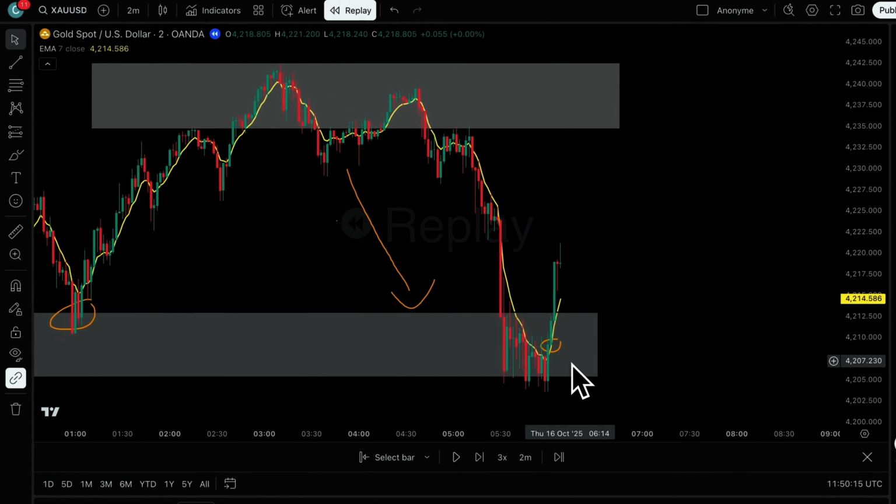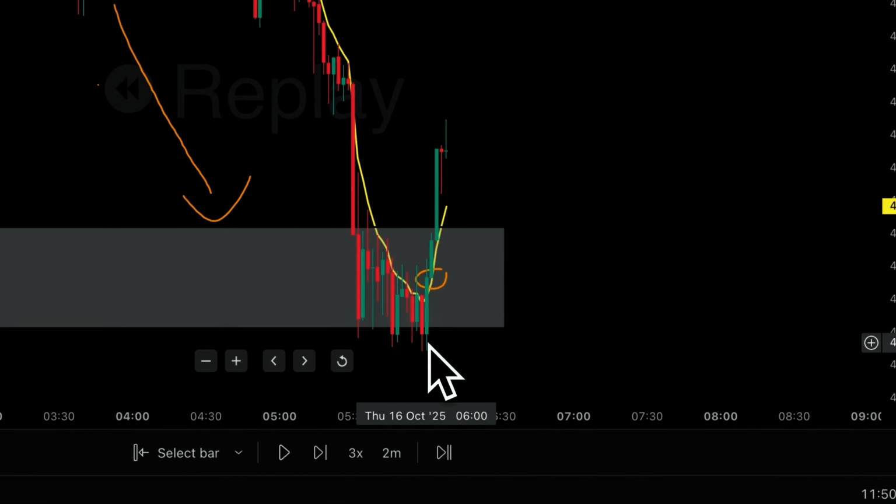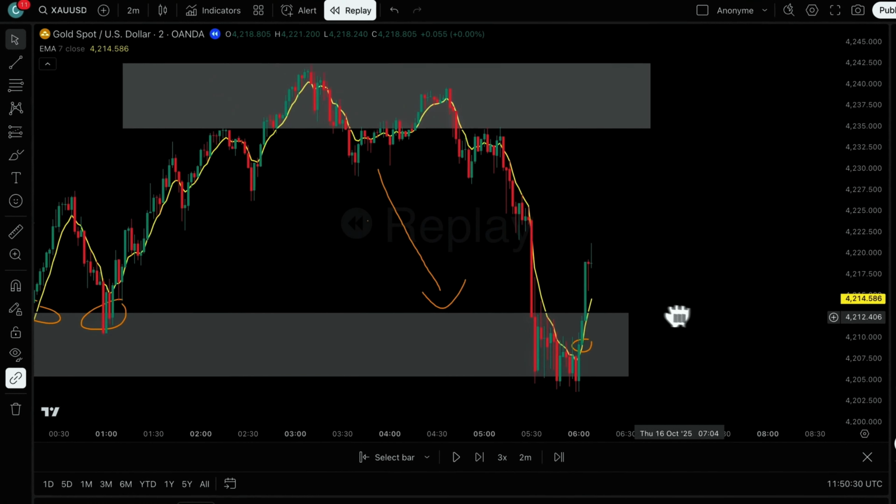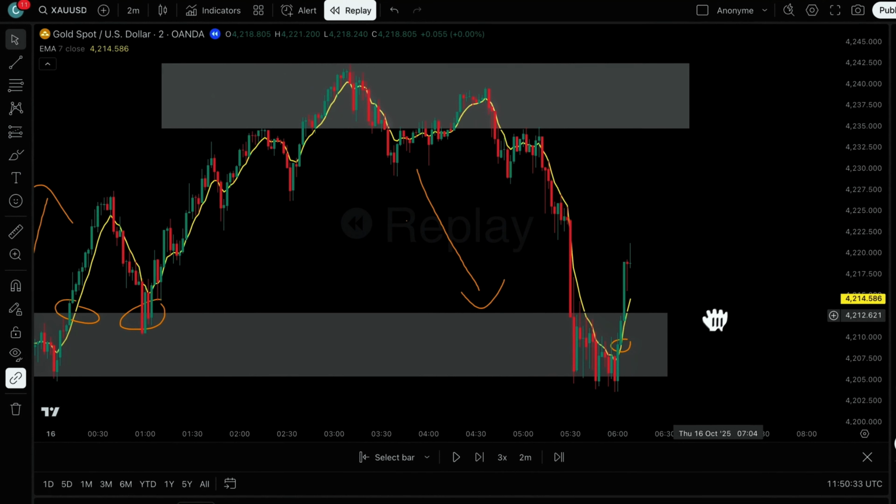The breakout needs to happen with a very clear signal. For example, an engulfing candle like this one. You can see that the 2-minute candle completely engulfs the previous candles. So this is a great buy signal on the support. It shows that buyers are determined to defend this support.